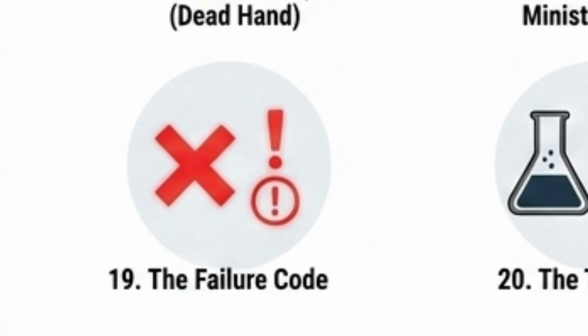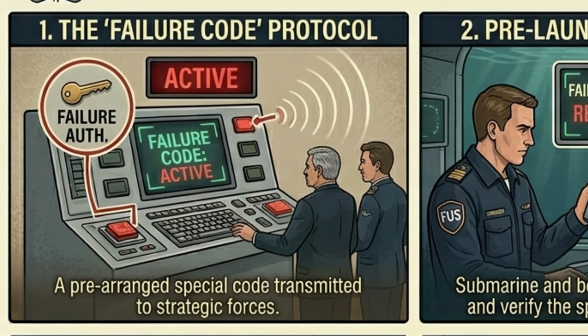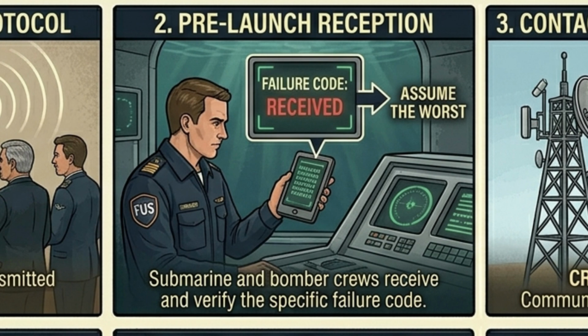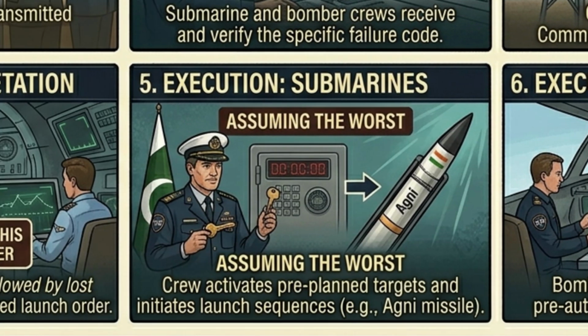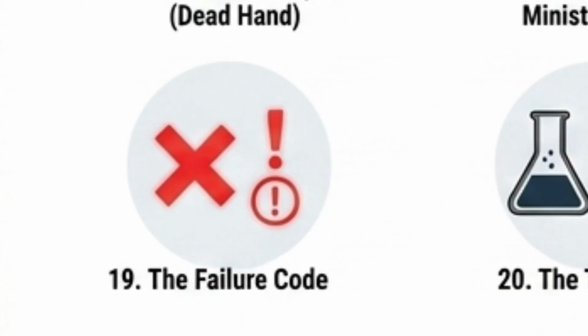19. The failure code. A special code used if communication is lost. U.S. bombers and submarines have prearranged failure codes, meaning assume the worst. If the crew receives this code and then loses contact with command, they may launch pre-planned targets.